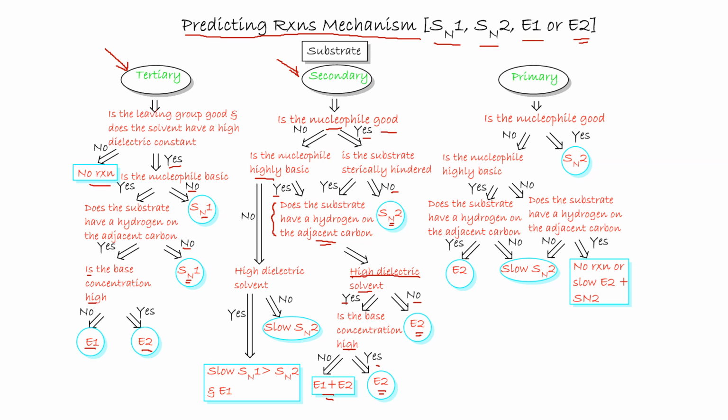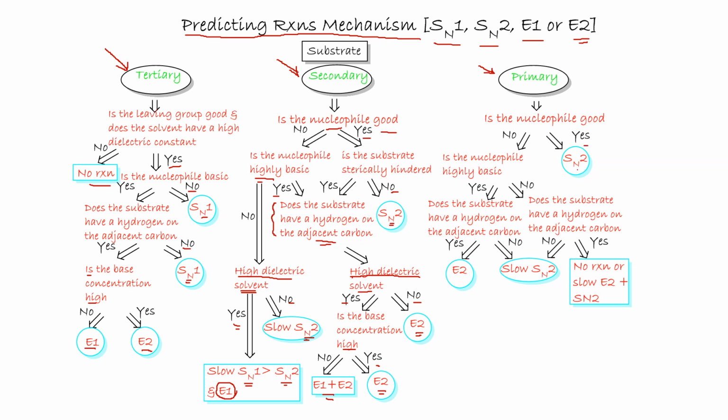Now, is the nucleophile from the beginning high? If no, high dielectric solvent? If no, slow SN2. Yes, then you have SN1 mechanism, SN1 higher than SN2, and you also have an E1 mechanism. That's in case of secondary substrate. Primary substrate, primary alkyl halide, is the nucleophile good?